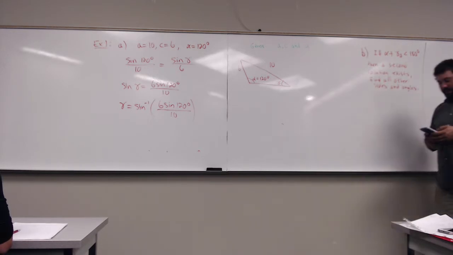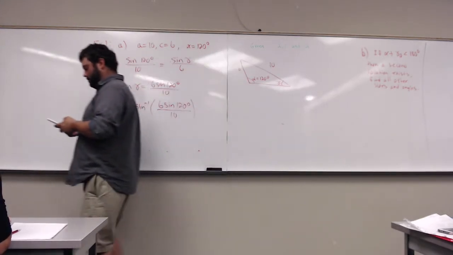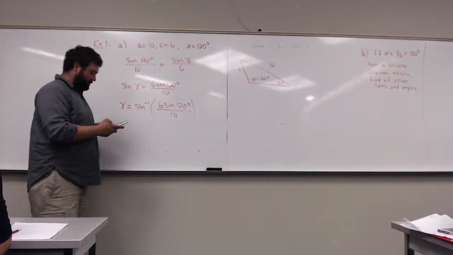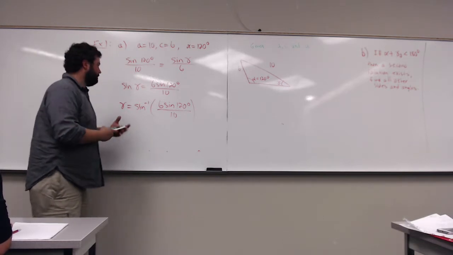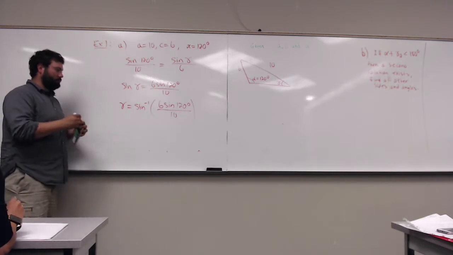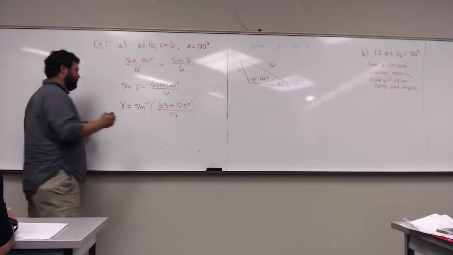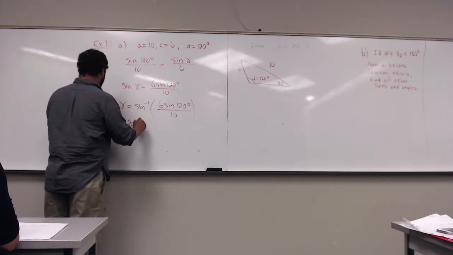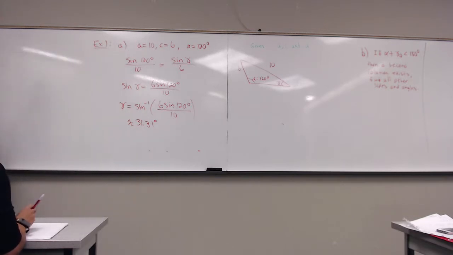Okay, so you can do second sine inverse. I have to switch to degree mode. Fraction button, and then I'll do 6 sine of 120 over 10. Let people see. Anybody get a value yet? About 31.31. Okay, so to 2 decimal places, you should get 31.31 degrees.